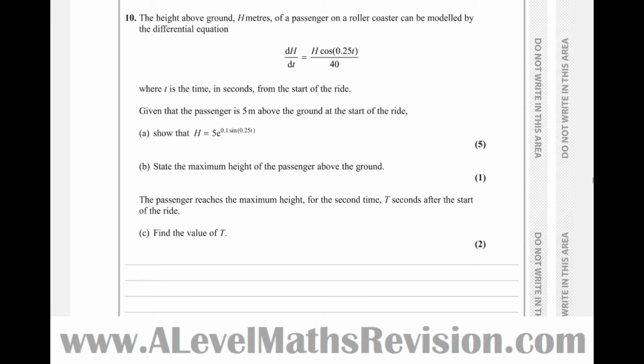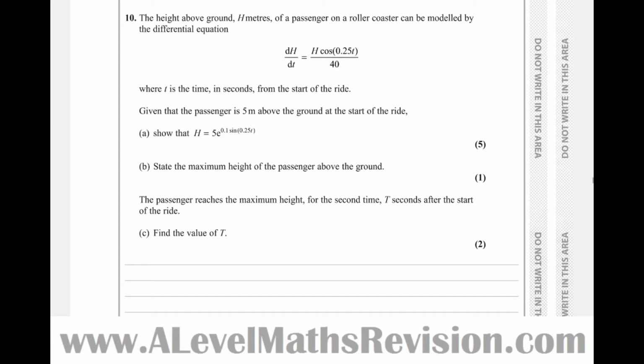Question 10, and this one's a differential equation question. It said the height above the ground, h meters, of a passenger on a roller coaster can be modelled by the differential equation dh by dt equals h cos 0.25t over 40, where t is the time in seconds from the start of the ride. Given that the passenger is 5 meters above the ground at the start of the ride.